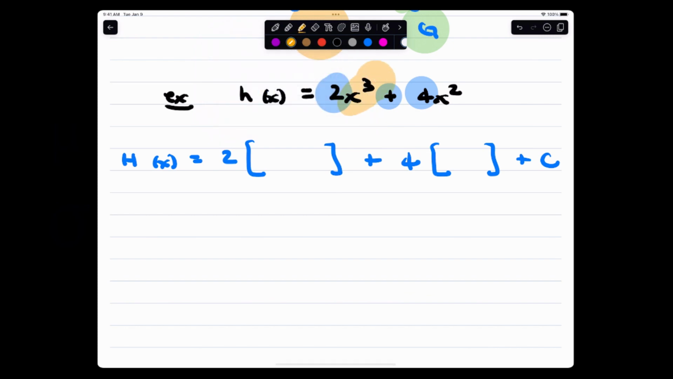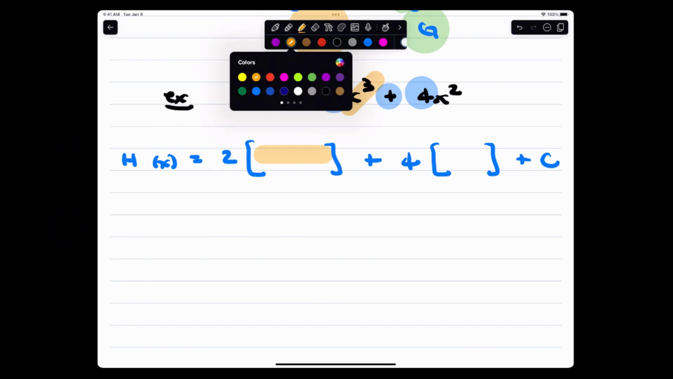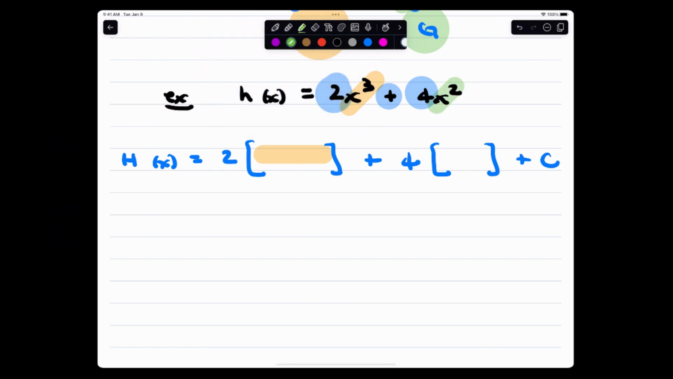I need the antiderivative of x cubed. It goes right in here. I need the antiderivative of x squared. It goes right in here. You guys with me on that? And I have preserved my two what? Constants.